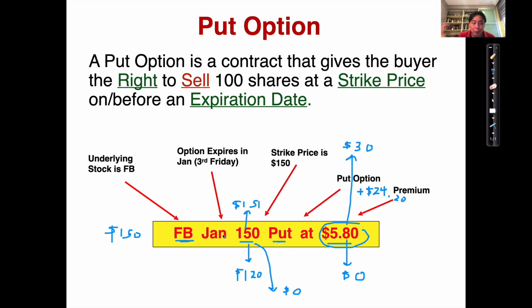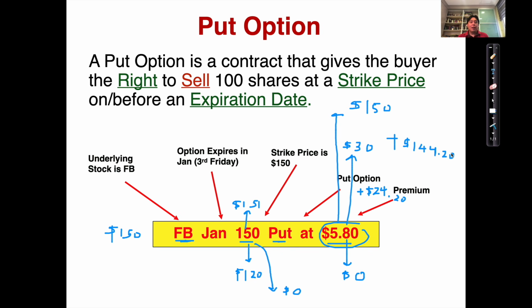And how much money would you make? You would make $150, right? In theory. So now your put options are worth at least $150. That's the intrinsic value of the put option now. So from $5.80, boom, your put option is now worth $150. How much money would you make? You would make 150 minus 5.80. You'd make $144.20. Of course, that won't happen in real life. I'm just giving a theoretical example.